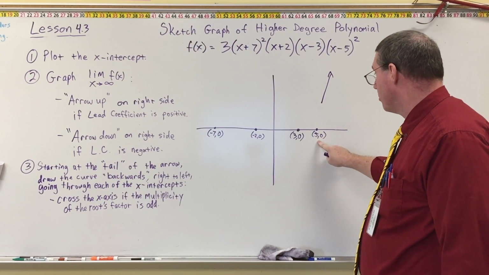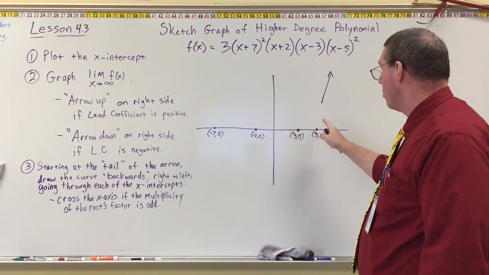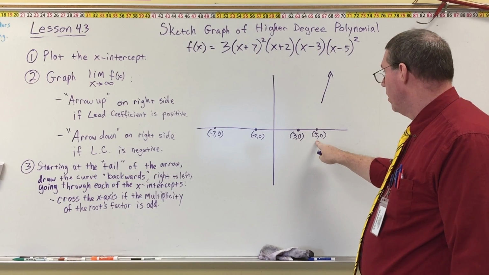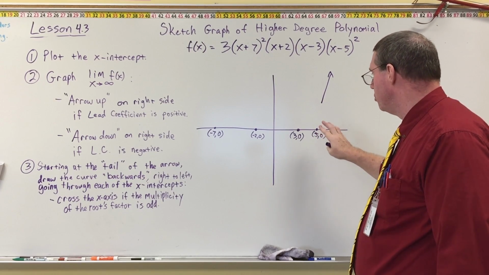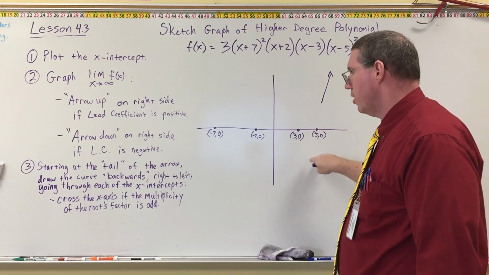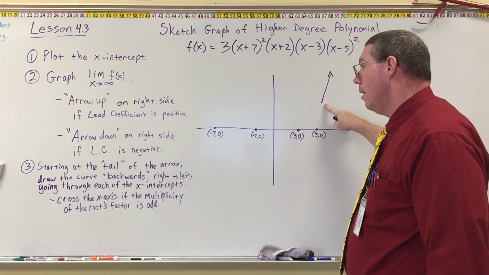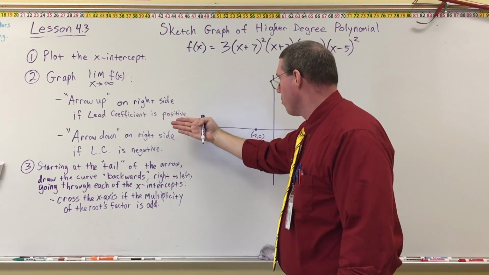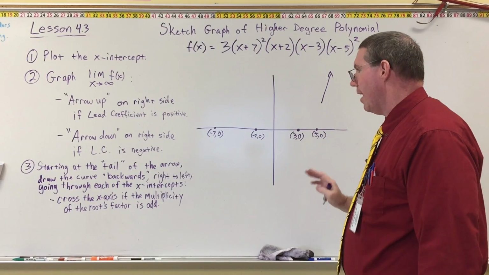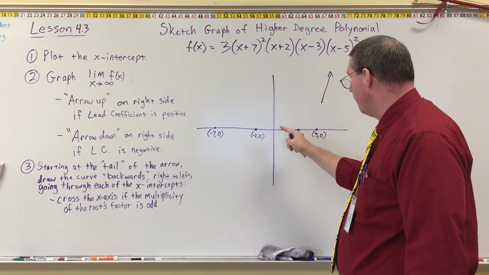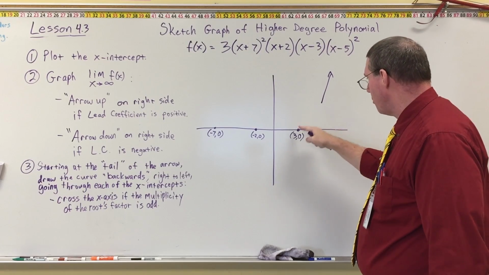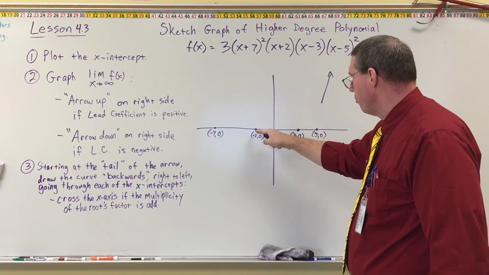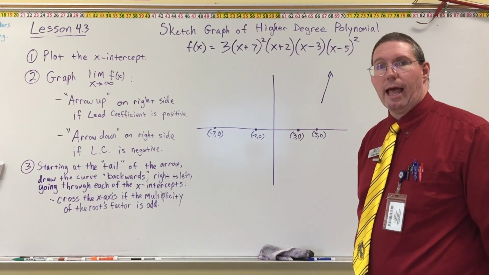This x-intercept, because if we're going backwards, the first one we're going to hit is 5, 0. This is the first x-intercept that we are going to deal with because we're starting at the tail and we're drawing the curve backwards from right to left, and we're going to go through each of the x-intercepts. Therefore, we're going to go through this one first, then this one, then this one, then that one last.